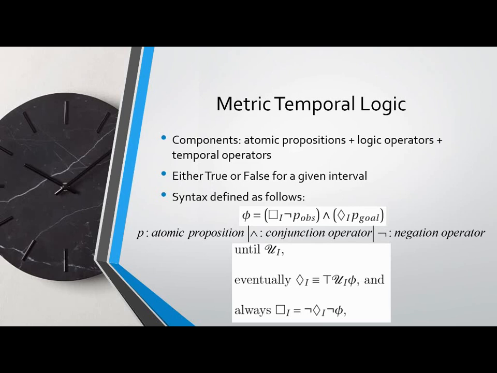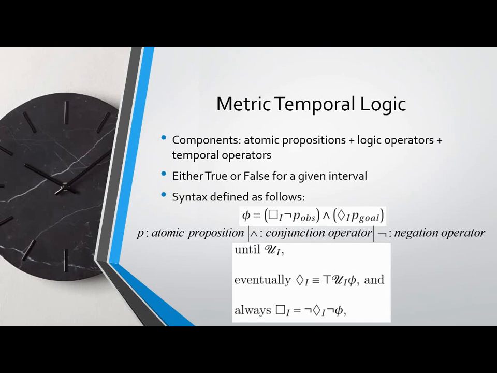Breaking this down a little further, we have the atomic proposition, which I'll get to a little later when I talk about the controller design. And you have your usual conjunction operator and your negation operator. Talking about the actual MTL syntax in this formula, we have until, which isn't directly in the formula. Until, exactly as it sounds, just means that one formula holds until another holds.